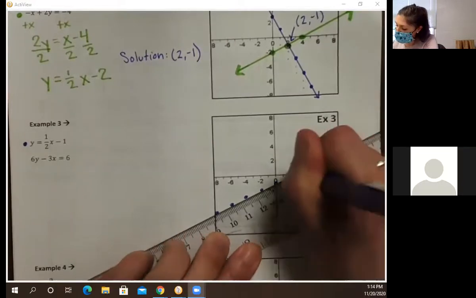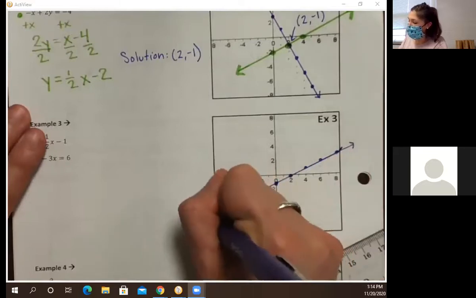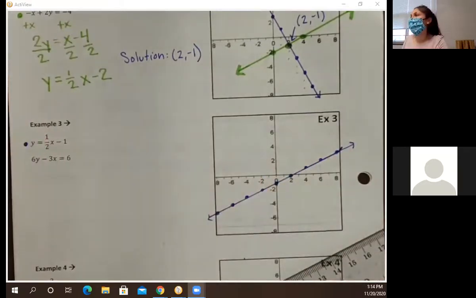For that first line in particular, I try to plot as many points as I can. Since I don't know where that second line is going to fall on my coordinate plane, I want to make sure that I fill as much of that space as I can with it.